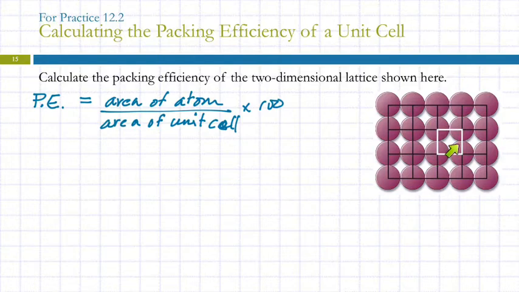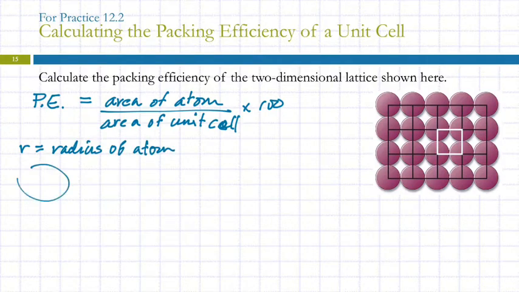So here's our unit cell. We're going to need a variable. Let's use R for the radius of the atom. So we're going to say R equals the radius of the atom. So here we've got a circle. What's the area of a circle? Pi r squared. Okay, so that's the area of the atom.